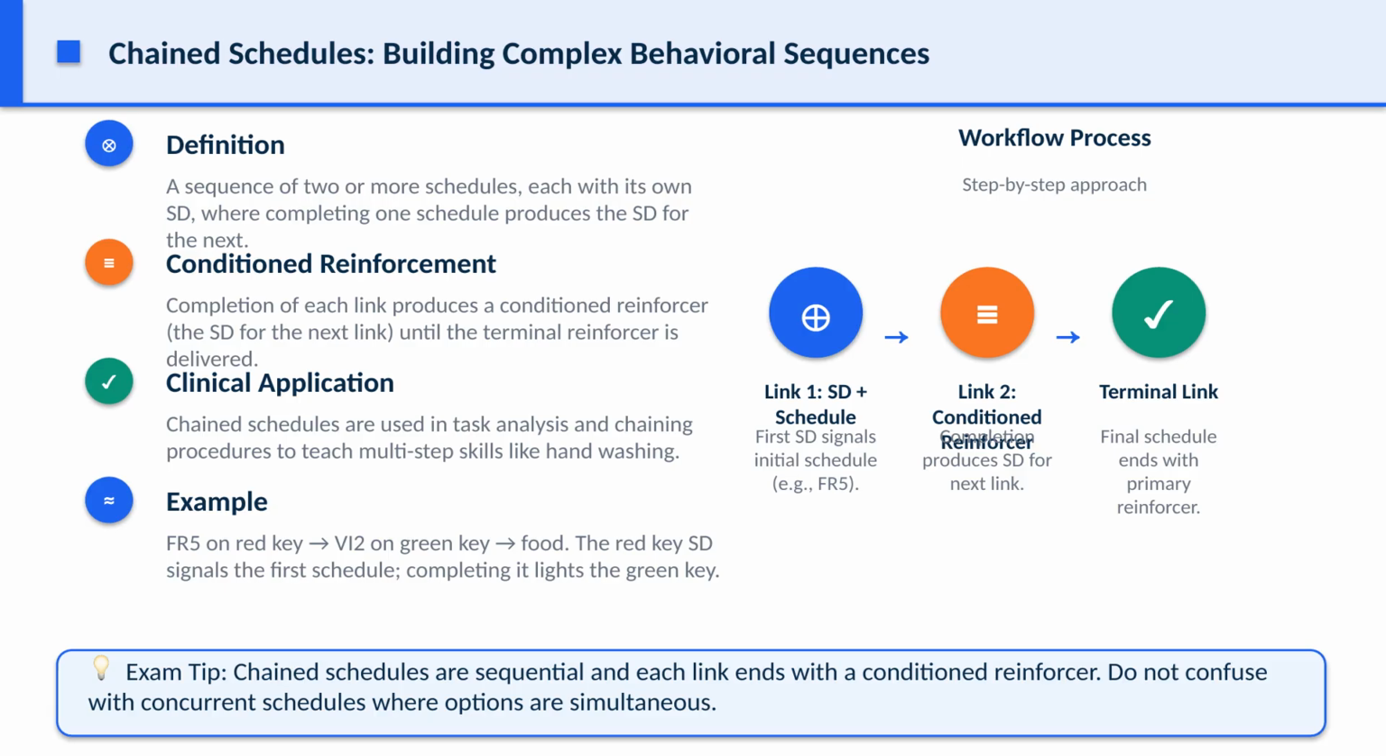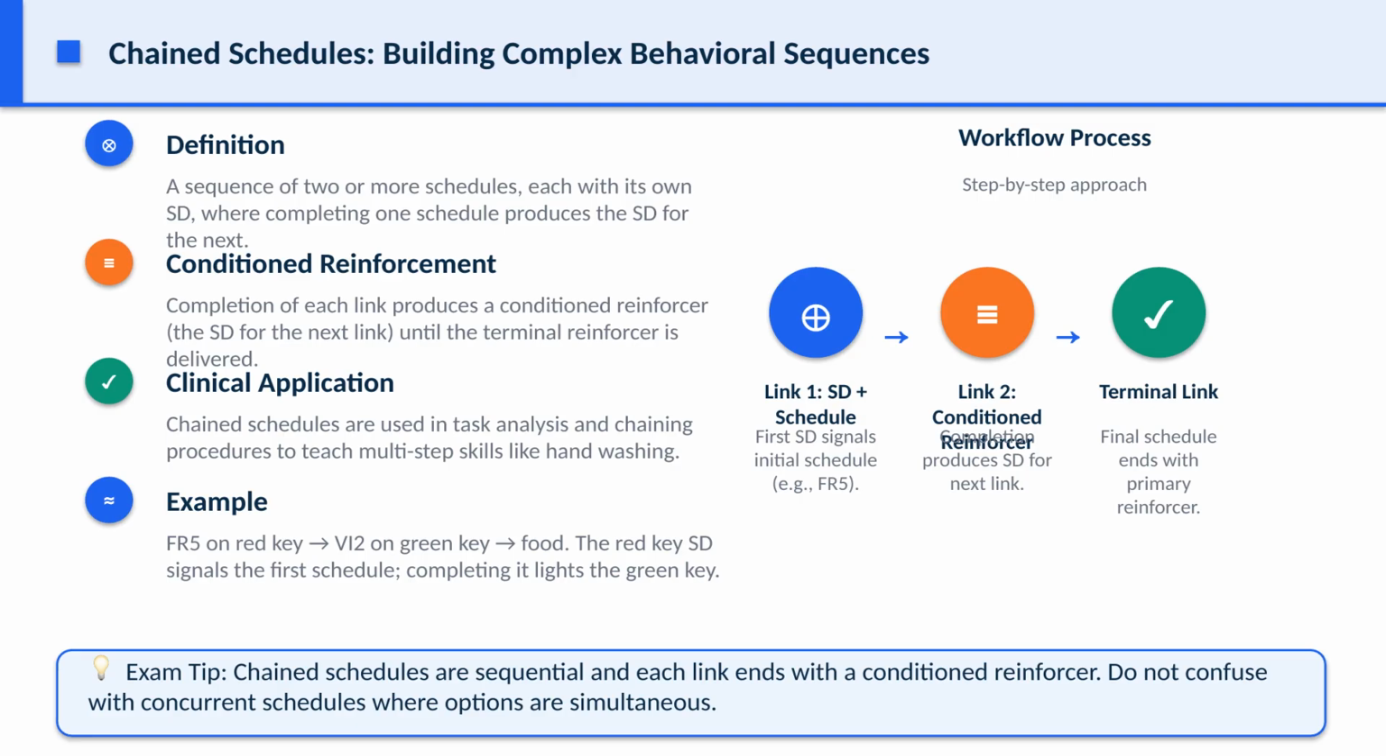A chain schedule is a powerful arrangement for building complex behavioral sequences, where each link in the chain has its own discriminative stimulus and schedule of reinforcement. In this setup, completing the first schedule produces a conditioned reinforcer, specifically the SD for the next link, until the terminal reinforcer is finally delivered. For example, an FR5 on a red key might produce the green key SD, signaling a 6-2 schedule, and only after that does food appear.